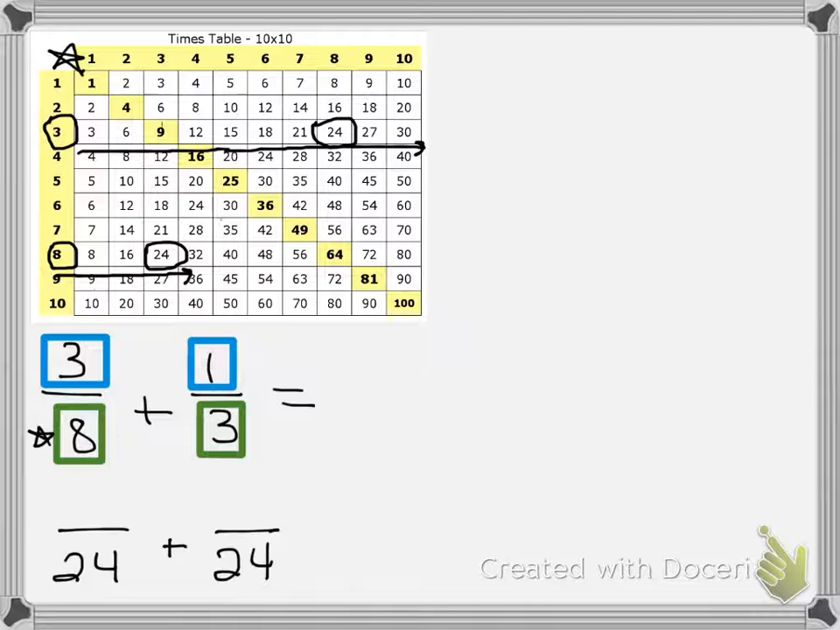And in order to do that, I'm going to come back to this 24 right here, and I'm going to look up to the very top, and I can see that I'm next to a 3. And this basically means that 8 times 3 equals 24. So that lets me know that I need to multiply 8 times 3 to get 24.